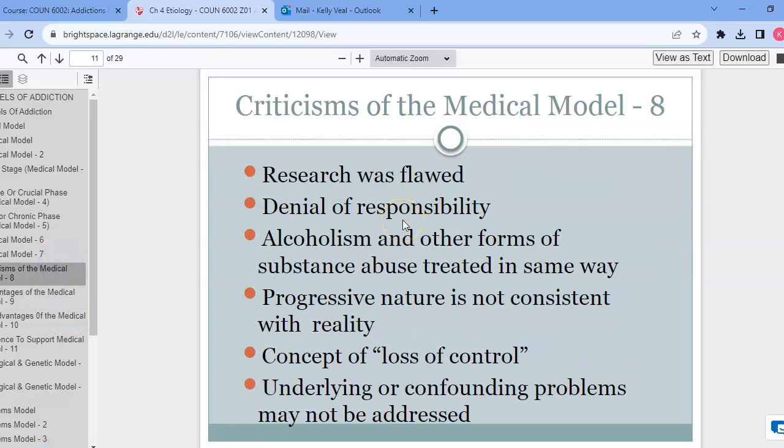Here's some criticisms, right? Research is definitely flawed. It denies any responsibility of the person because it's like, oh, it's a disease. I have a disease. Well, I'm just going to keep using because I have a disease. A lot of times it makes us treat it in the same way, which is really unfortunate. The concept is that it's like a loss of control and that you don't have any control over it, which is true in some.